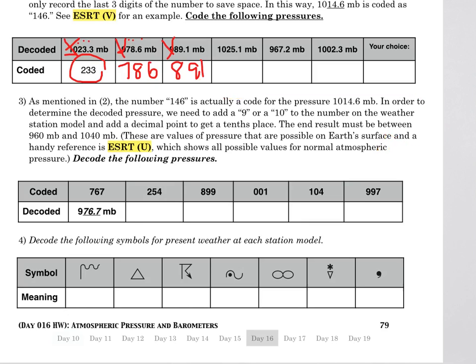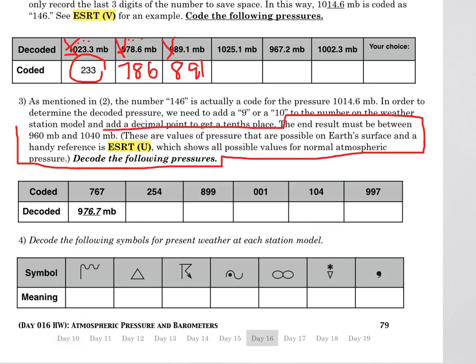The next bit is a little more difficult. You need to use reference table U to figure out the air pressures if you want to go from the coded ones to the uncoded one. I'm going to go ahead and just highlight this. The end result has to be between 960 and 1040. So whatever number we come up with when we decode it, it has to be in this range.